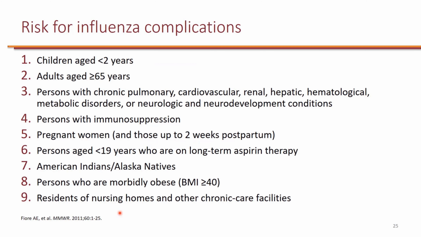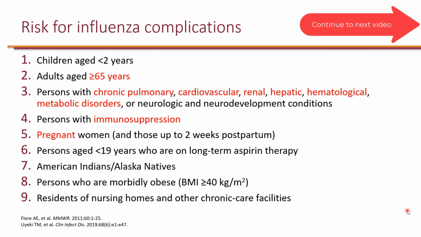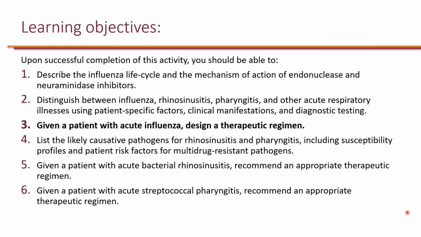Now, here's a list of risk factors for actually having complicated influenza, which I'll let you read. This is according to the CDC. We described the influenza life cycle and the mechanism of action of endonuclease and neuraminidase inhibitors. We distinguish between influenza, rhinosinusitis, pharyngitis, and other acute respiratory illnesses. Now, given a patient with acute influenza, design a therapeutic regimen.